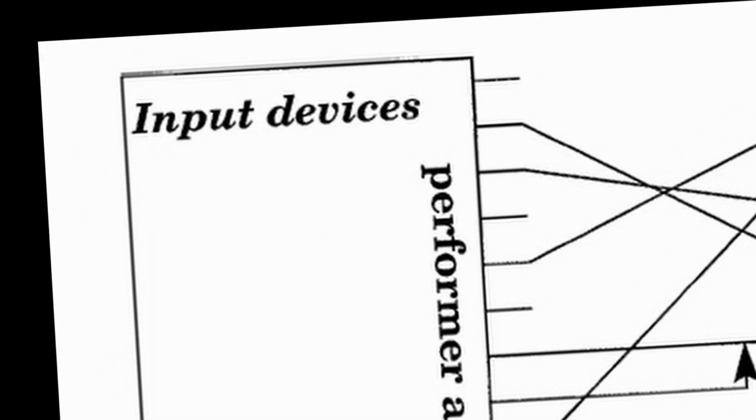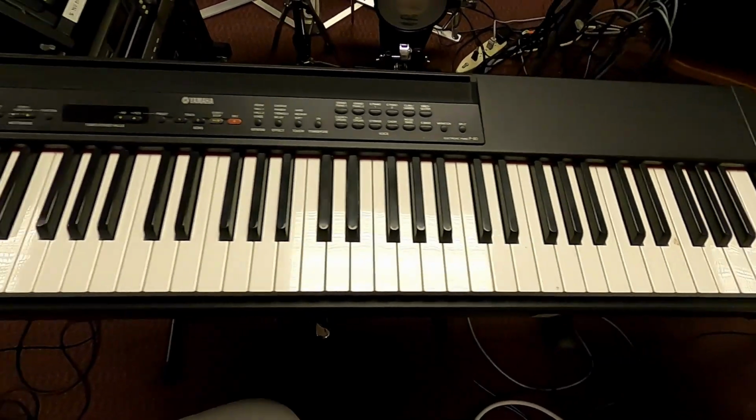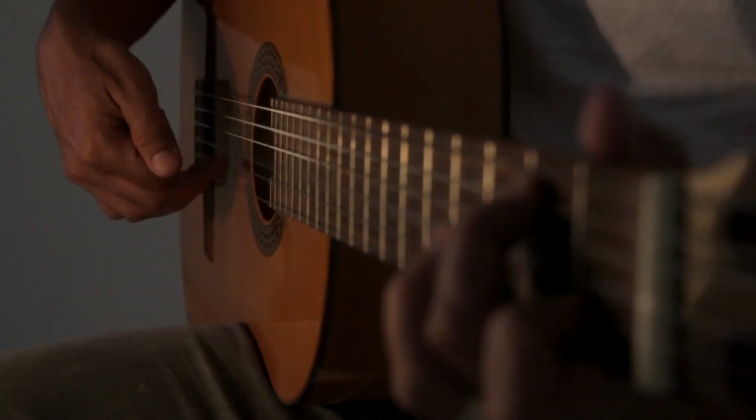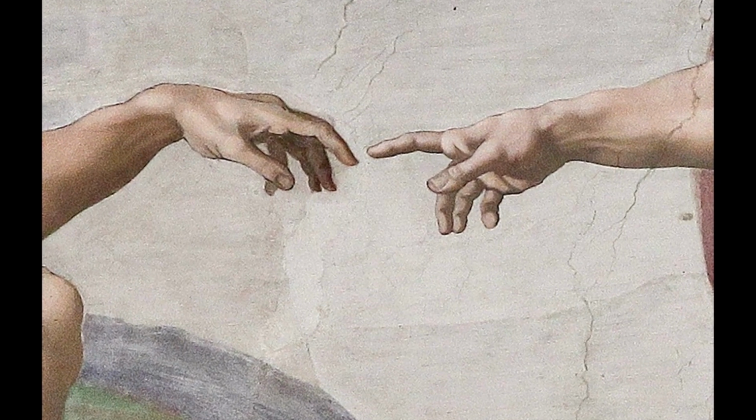The input device is the physical interface to an instrument. On the piano, this would be the keyboard, and on a guitar, it would be the strings or the fretboard. This is the part of the instrument that someone interacts with, either touch or otherwise.